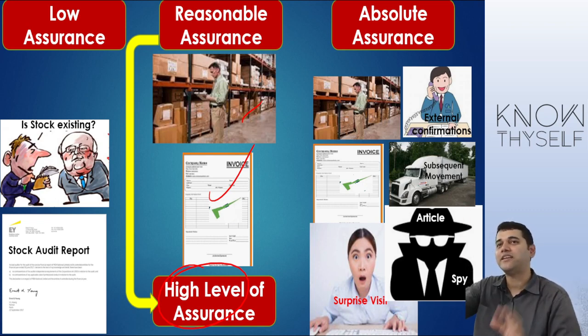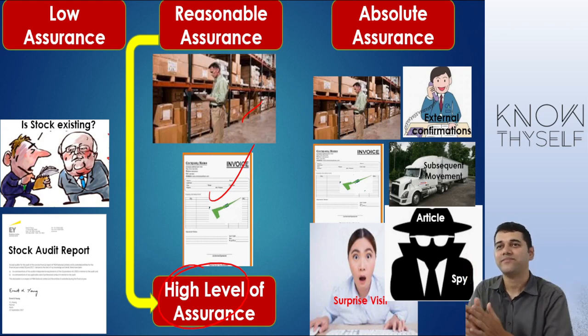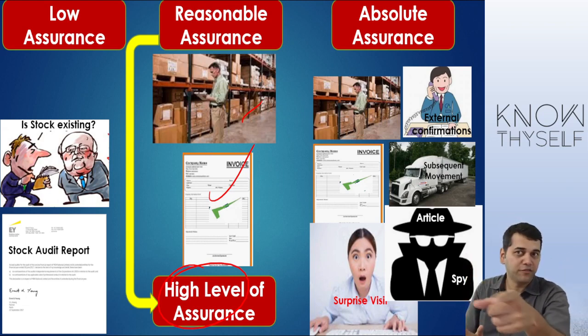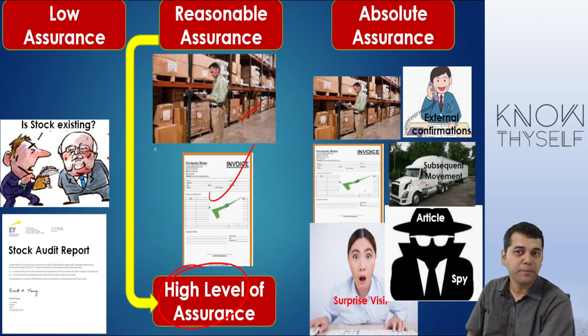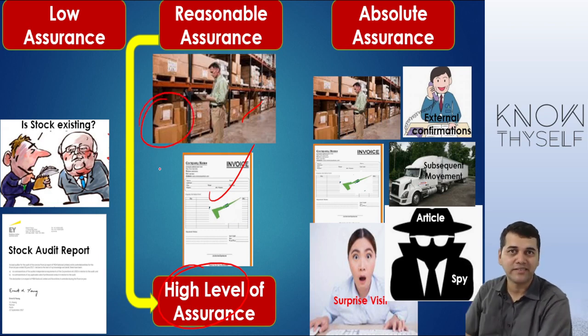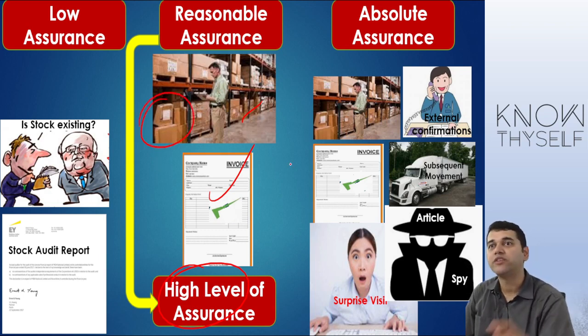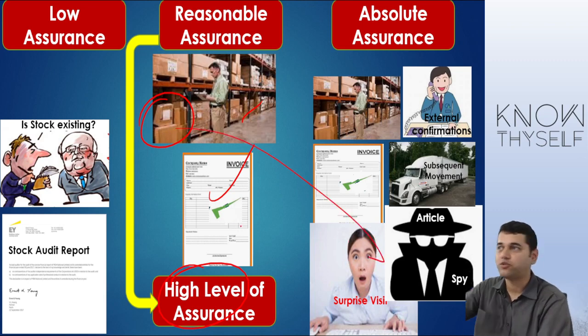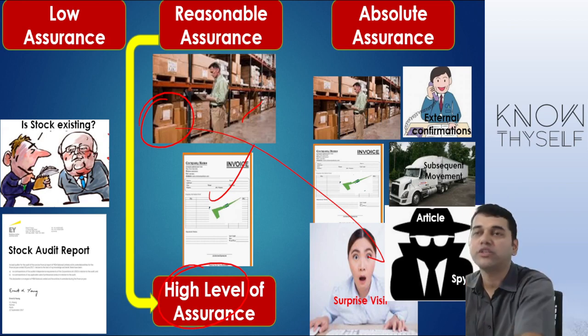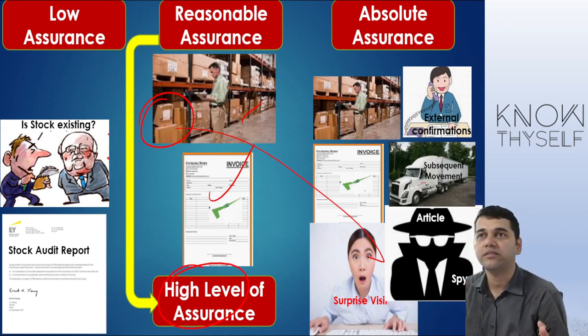That is a different story. It has nothing to do with audit. If at all I get some suspicion, like if I believe that this stock belongs to somebody else, then what will I do? I will do an investigation. I will put my spy there, an article student there. If I am suspicious, I have to go to the depth. This is what my standard says.